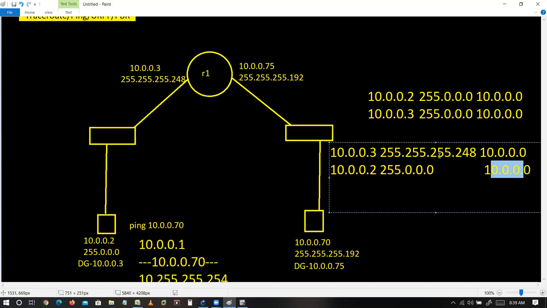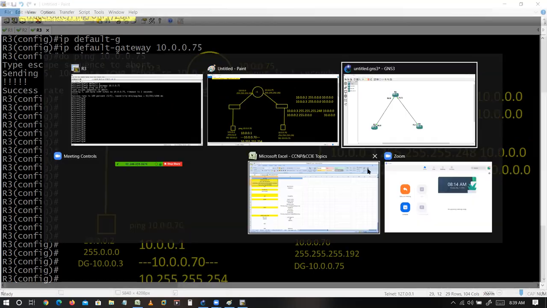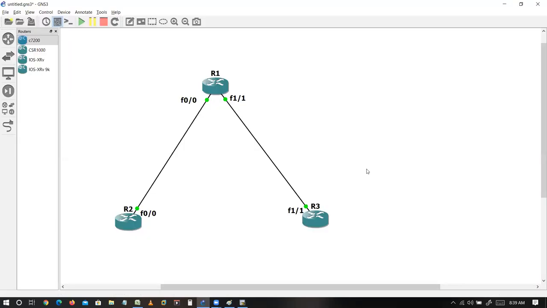Can you go back to that secure GNS diagram? Yeah, so here R2 and R3 belong to different subnets, right? If I talk about R2 and R3 right now, this one has 255.0.0.0, so the network ID will be 10.0.0.0, right? And here it has 255.255.255.192, so the network ID would be 10.0.0.64. Okay, 10.0.0.70.